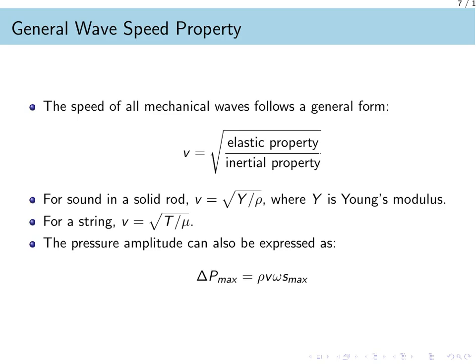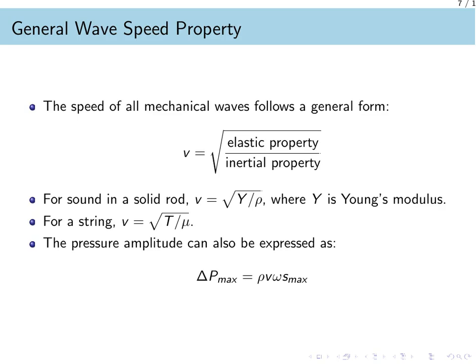an inertial property. For a sound wave in a solid rod, the speed is the square root of Young's modulus divided by the density. For a wave on a string, it is the square root of the tension divided by the linear mass density. We can also use these relationships to rewrite our pressure-amplitude equation.